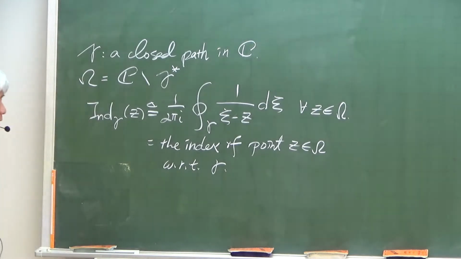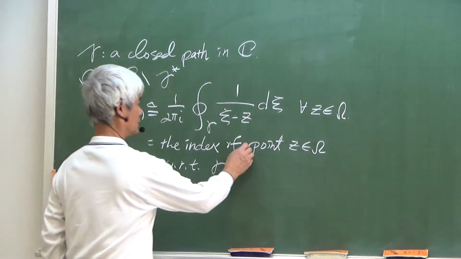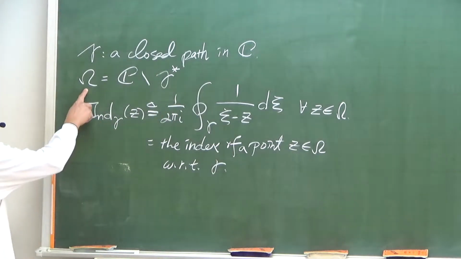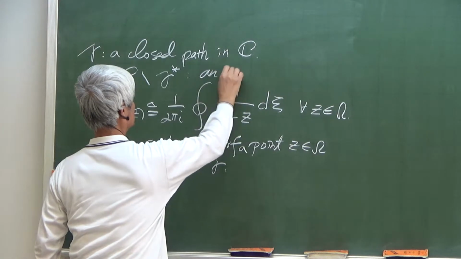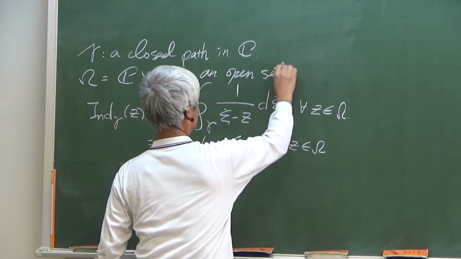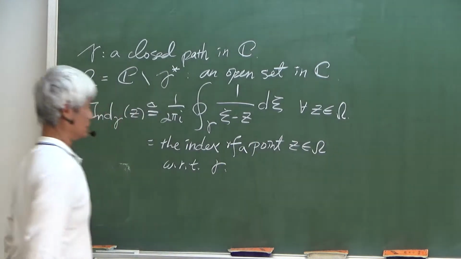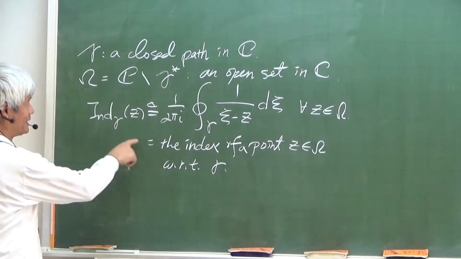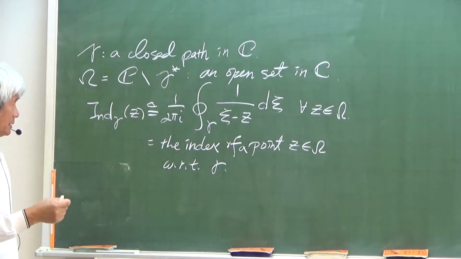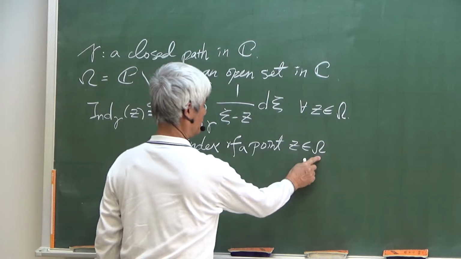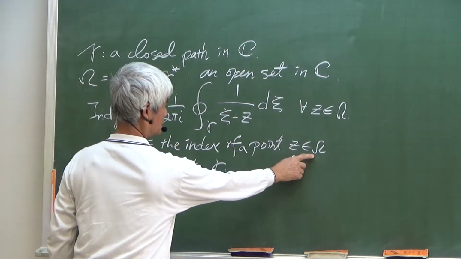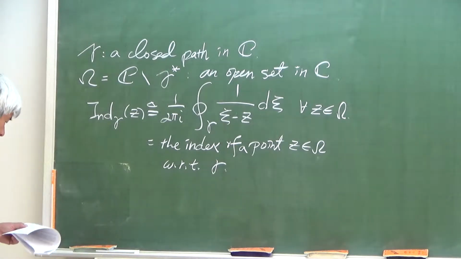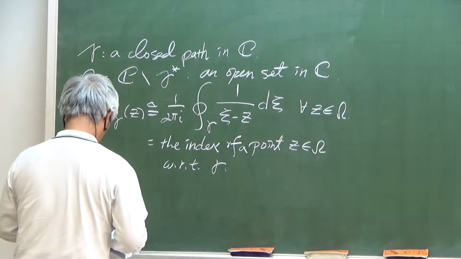Okay, so it is the index of point Z in the open set. So it is an open set. So that is the open set. So you can see that this function is well defined on the open set. So every point Z in the open set has a definite value, and this value is called the index of the point Z.